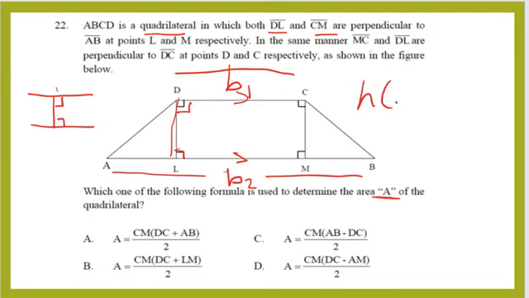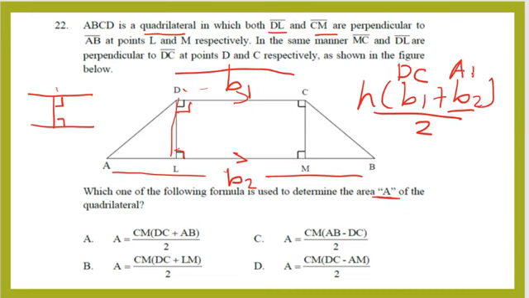It is h times base 1 plus base 2, the whole over 2. This is the formula for the area of a trapezium. But B1 means the distance from D to C. In place of B1, we can write DC. As you see in the choice, it's written in terms of this. And B2, the distance from A to B, we said already. So which choice contains in the bracket DC plus AB?